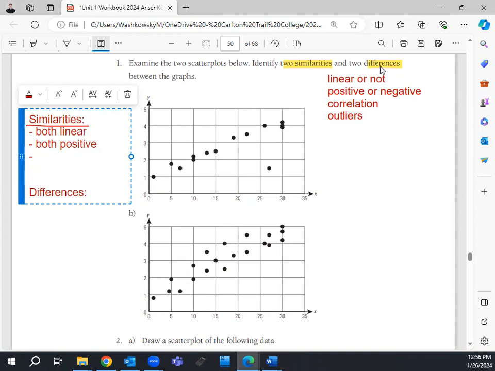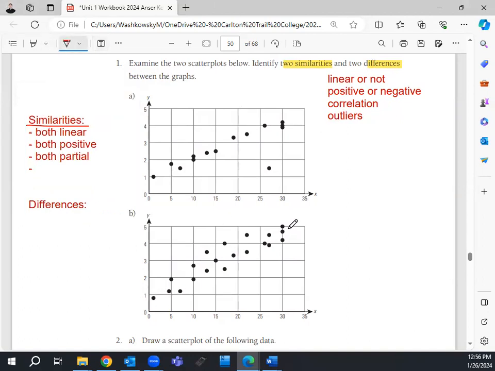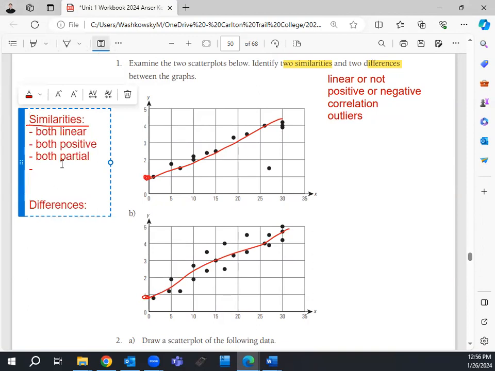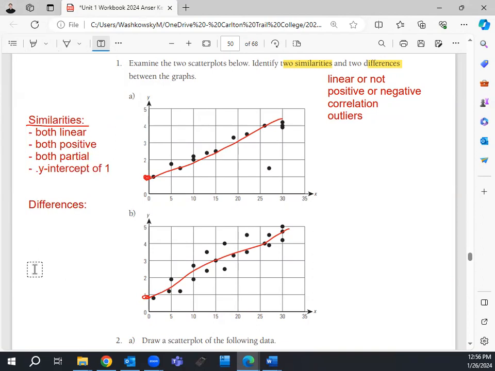Is there anything else that might be similar between them? Some of the things you looked up above were like, are they direct or indirect or partial? These ones would be both partial linear relations. And this is kind of nitpicking a little bit, but if I were to draw this line, or what I think it should look like, we'll learn how to do that soon. It looks like they both come out at the same point. They both have a y-intercept of 1. So those are some examples there of some similarities.